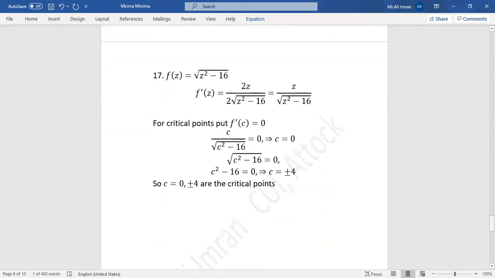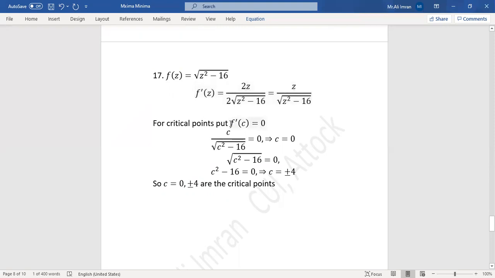This question is related to the definition we have learned: a critical point is a point where the derivative is equal to 0 or the point where the derivative does not exist. This question covers the whole definition. f of z is equal to square root of z square minus 16. First of all, we will find the derivative. f prime of z is equal to 2z divided by 2 into square root of z square minus 16. If we cancel 2 from numerator and denominator, we have z divided by square root of z square minus 16.